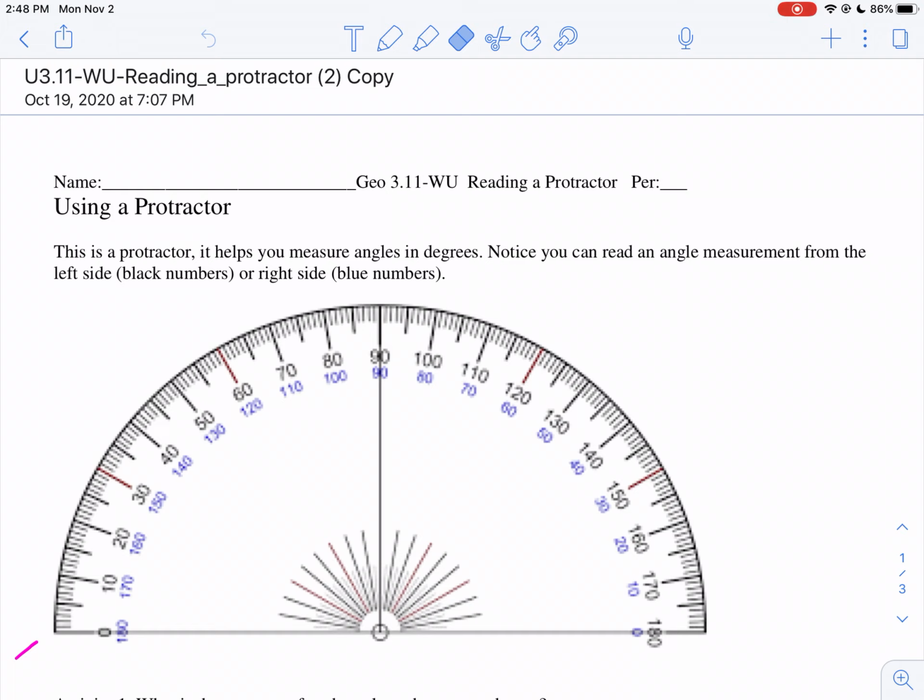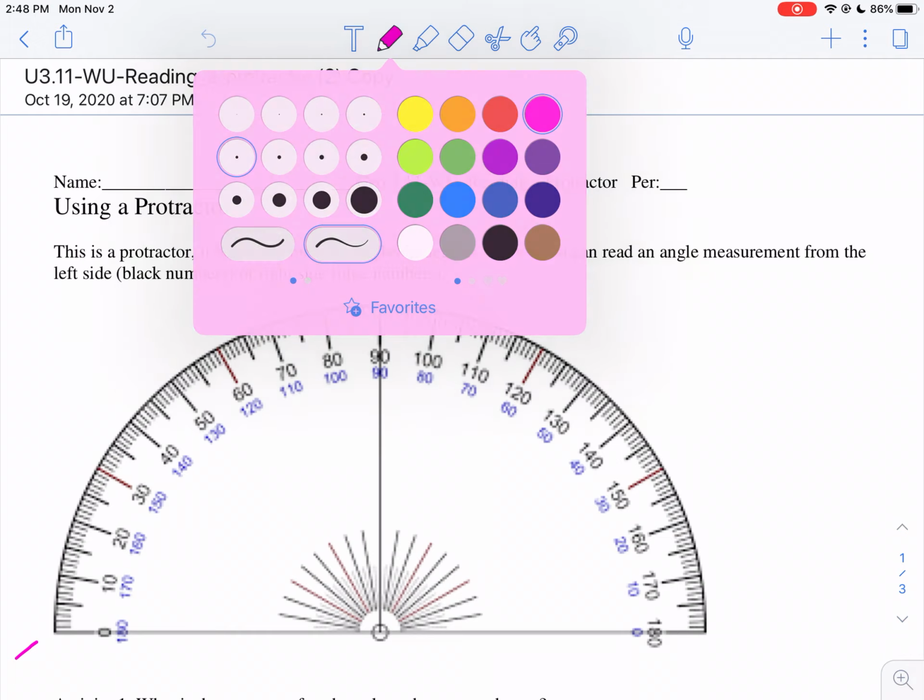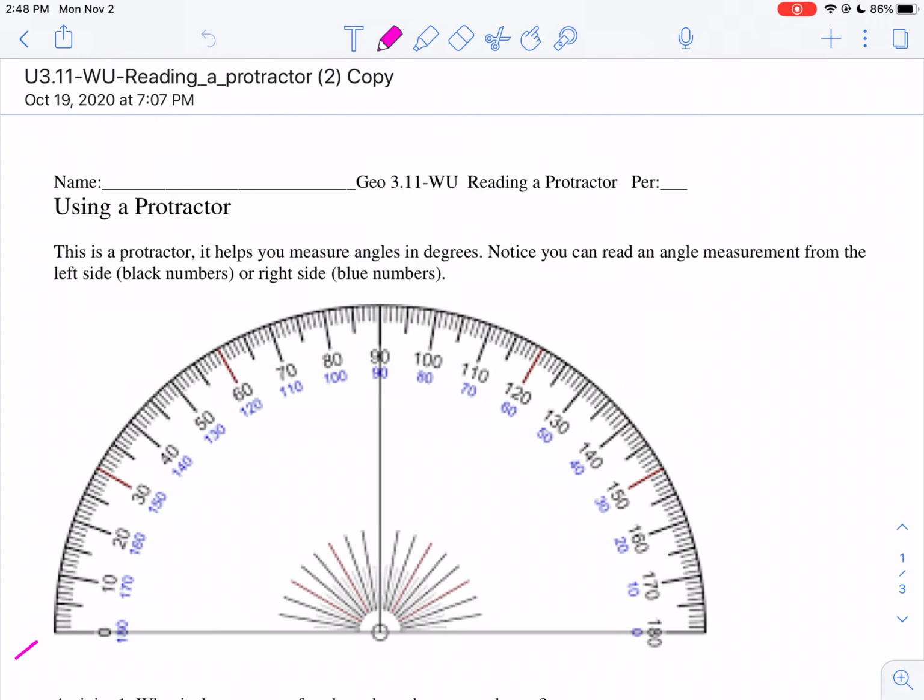Okay, so remember that this is a protractor. We use a protractor to measure angles, and I think the best way to start with this is, how do you draw an angle? Okay, so to draw an angle, you need to have a fixed point. The fixed point is usually right here in this area, lined up with the center of the protractor. And of course, you have two rays that share that fixed point.